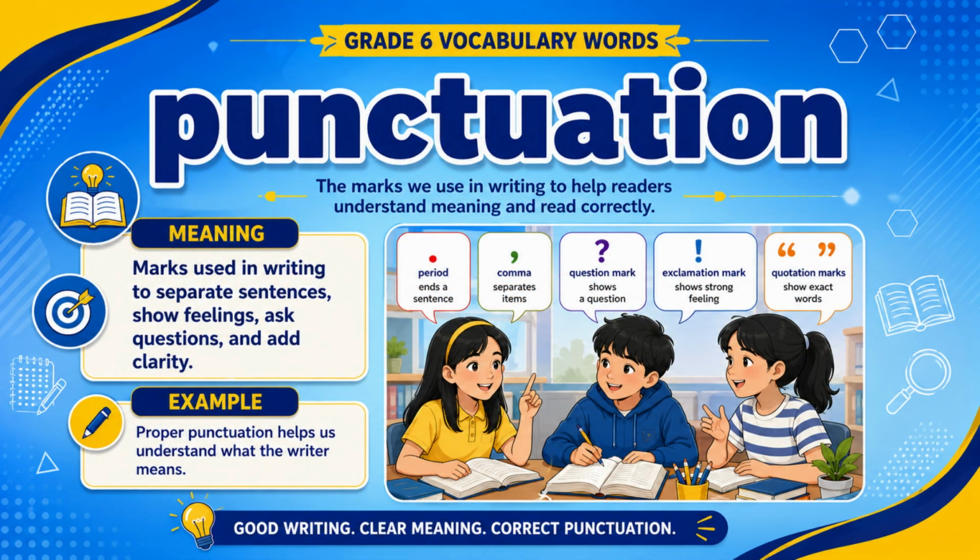Our next word is punctuation. Punctuation includes symbols like periods, commas, question marks, and exclamation points. These marks help us read sentences correctly and understand the writer's meaning. For example, the sentence, "Let's eat, Grandma," has a different meaning from "Let's eat Grandma." This shows why punctuation is very important.